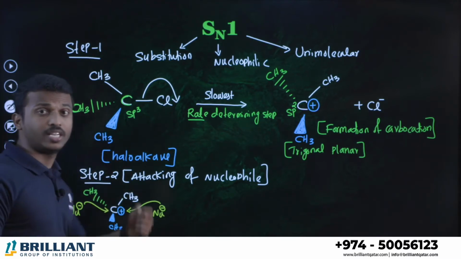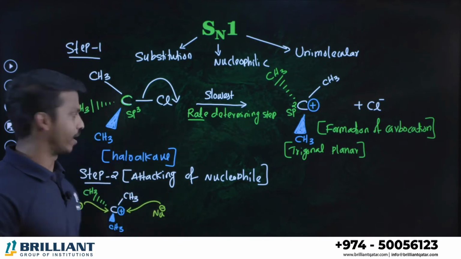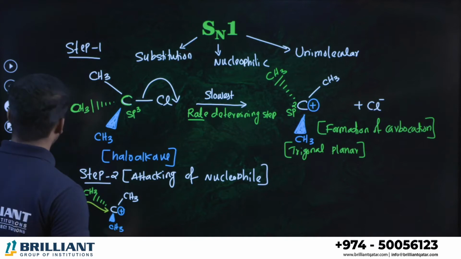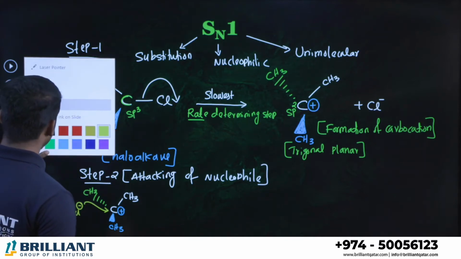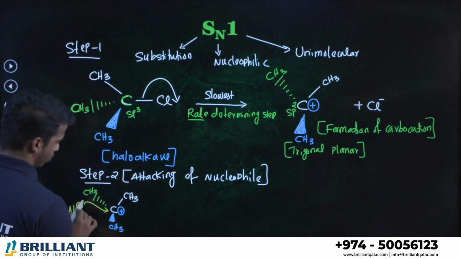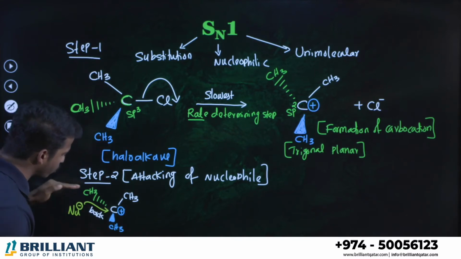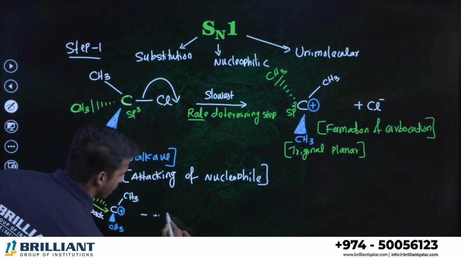So there is a chance to get two types of products, right? Let me express the two types of attack. This is the first attack, through the back side. Suppose the nucleophile attacks through the back side, what product can form?